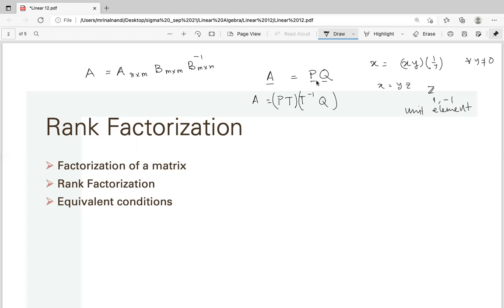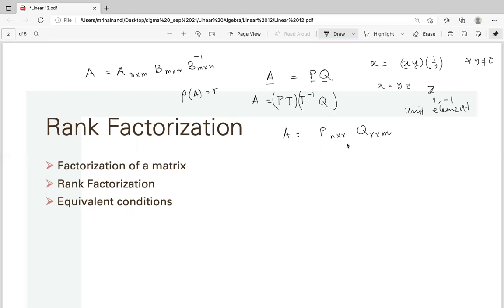So the interesting part is this: if A has rank R, and P is n cross R and Q is R cross m, then it is interesting. Then this factorization is very interesting, and this is called rank factorization. Why is it rank factorization? Because the rank of P and Q should both be R.